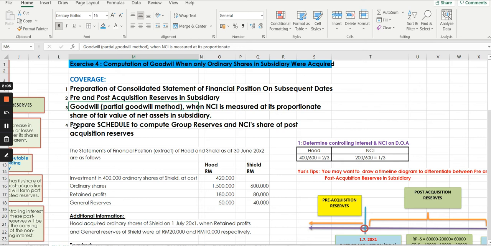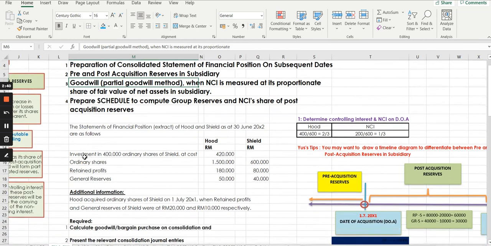Then I'm going to show you how to compute the group reserve and the non-controlling interest share of post-acquisition reserve using a schedule approach. You can also do this using a worksheet where the adjusting, or so-called consolidation, entries are done to compute the group reserve and NCI share of post-acquisition reserve. But that is done for examination purposes. So I'm going to show you the schedule approach. So let's look at the question.